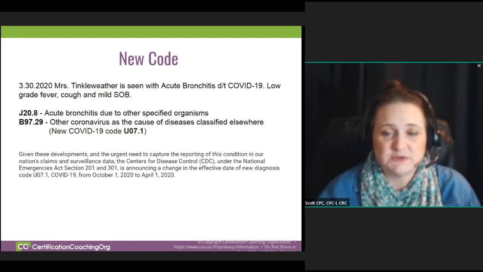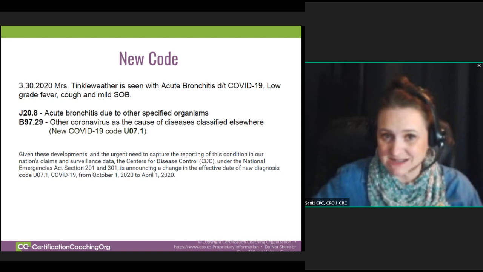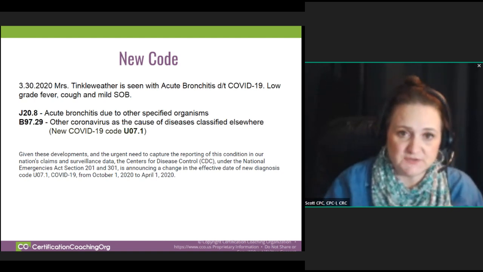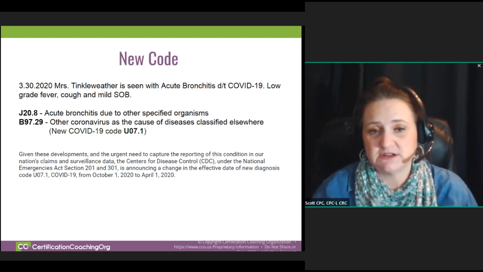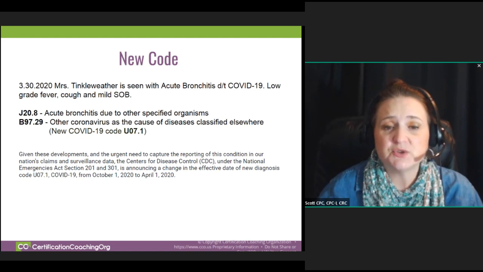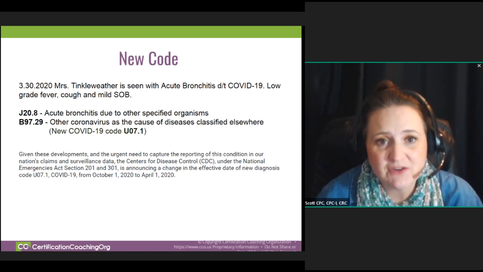But this alone, the fact that they created a code for COVID-19, and I think the only reason they were able to do that was because of it being a pandemic. It's not an epidemic, a pandemic. And if you don't know the difference, there's plenty of education out there on the difference between a pandemic and an epidemic. But they've got to track it. We need to track it. How do we track it? We have to have a code.